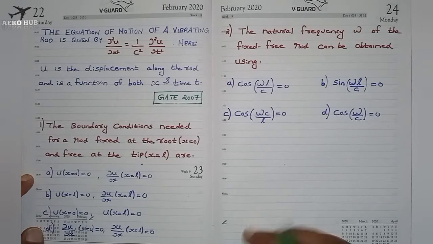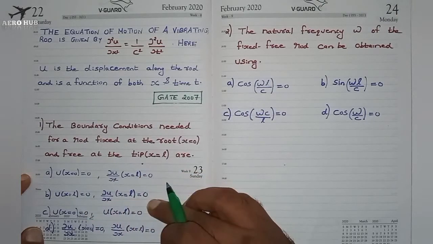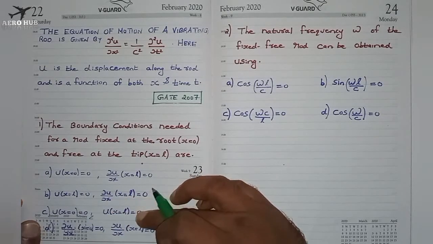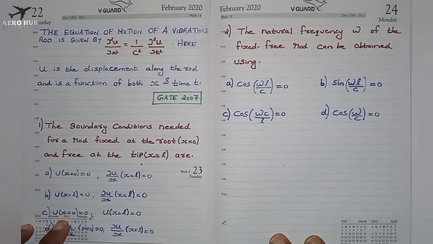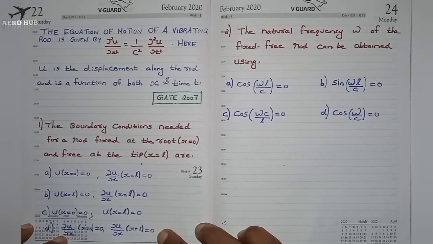Option B: u(x=L) = 0. That means the displacement at the tip is 0, and the strain at the tip is also equal to 0. And option C: u(x=0) = 0, that is the displacement at the root is equal to 0, and the displacement at the tip is also equal to 0. And ∂u/∂x is 0, that is nothing but the strain at the root and the strain at the tip is equal to 0.